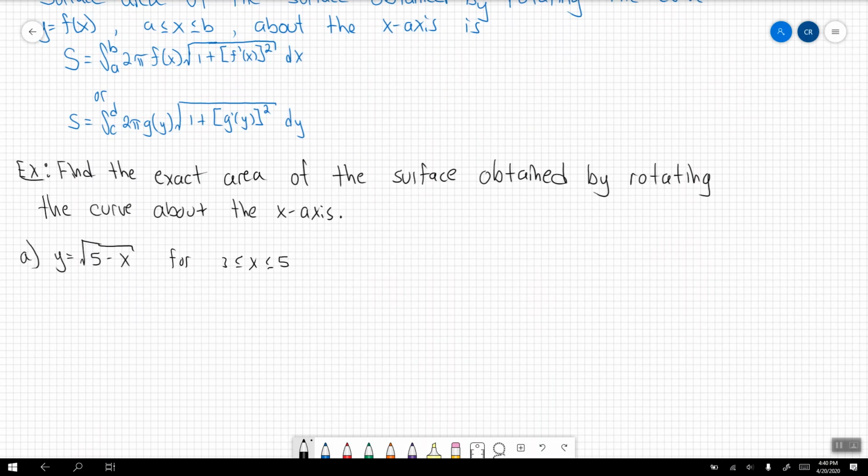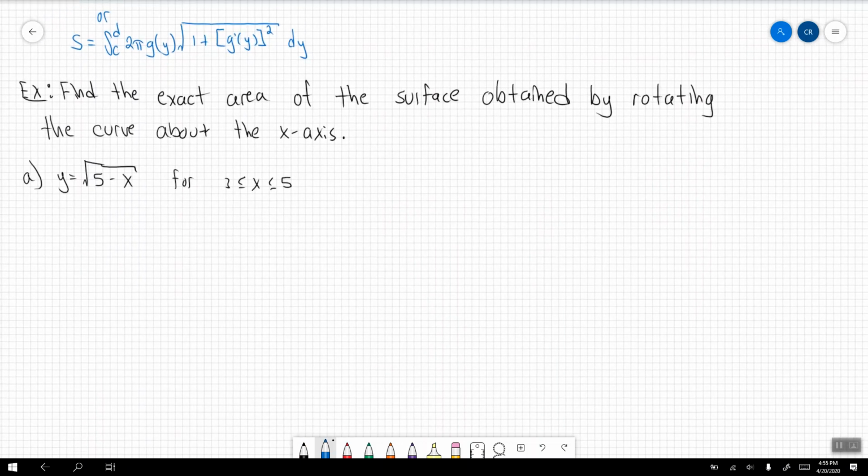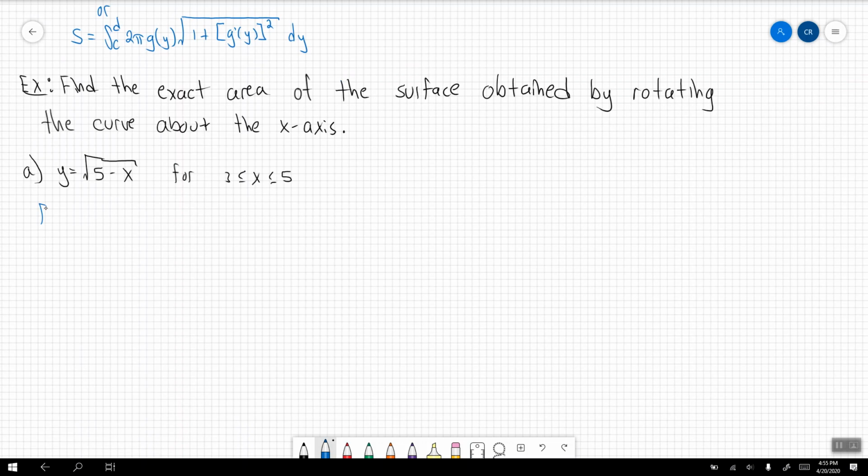All right, so let's put on our thinking hats and see what we can come up with. Here we have some function f of x, which is the square root of 5 minus x, or in other words, 5 minus x to the power of 1/2.